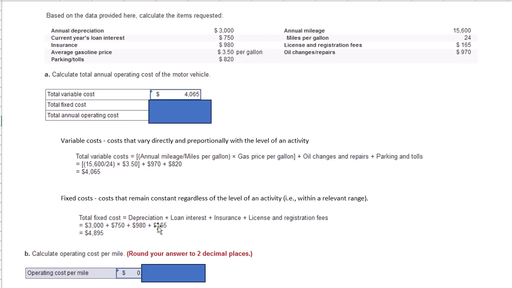Okay, so the fixed cost would be depreciation. They just tell you the annual amount of depreciation is $3,000 per year. It doesn't matter how many miles we're driving. $3,000 is the annual depreciation. Same thing with the loan interest. The loan on this vehicle, or assuming it's on the vehicle, right, is not based on the miles driven, or insurance, or the license and registration fees. Okay, so we add all that up, we get 4,895. So if we add the two together, we come up with 8,960.